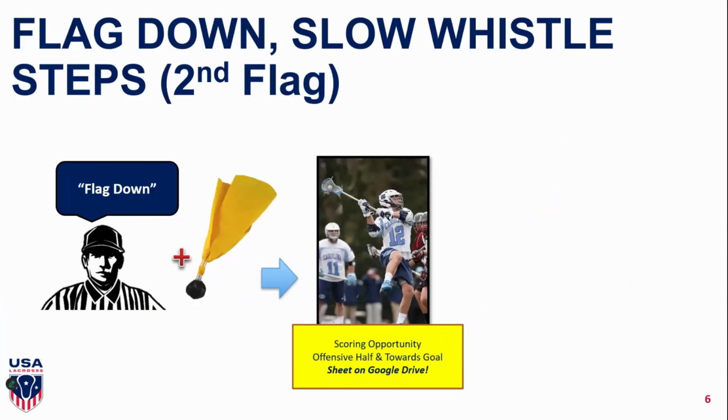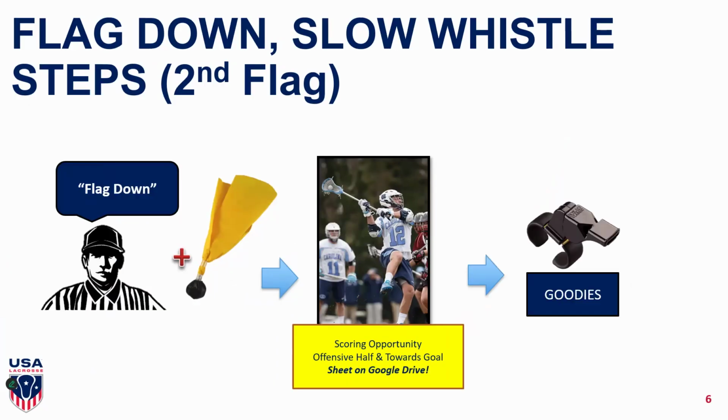Then we get to second foul, as we said, and we have a list of things that go on. We're going to teach you both real quick. When we have that second flag down, so first flag, we throw a second one for any foul on that defense, these are the two things we want you to remember. It's a scoring opportunity in the offensive half going to goal, right? You can remember that as an element, but what that means is in the offensive half, going towards goal is what we want.